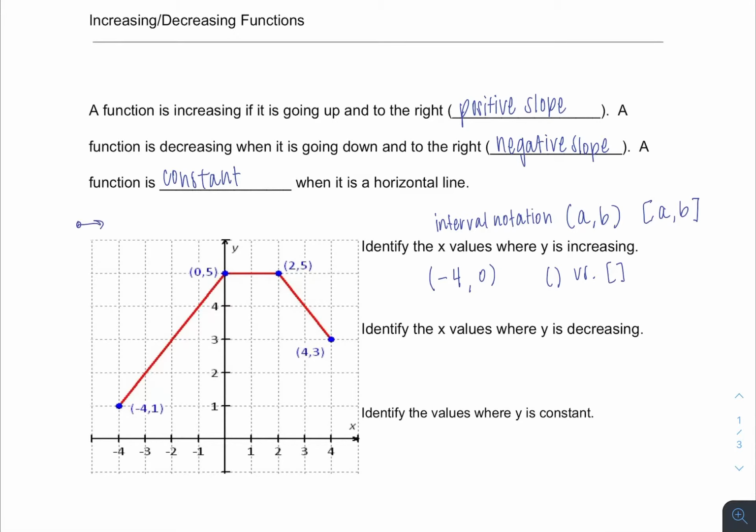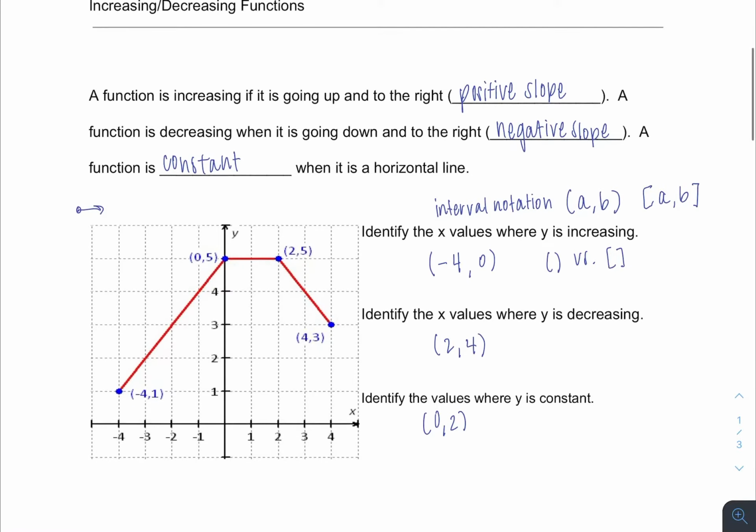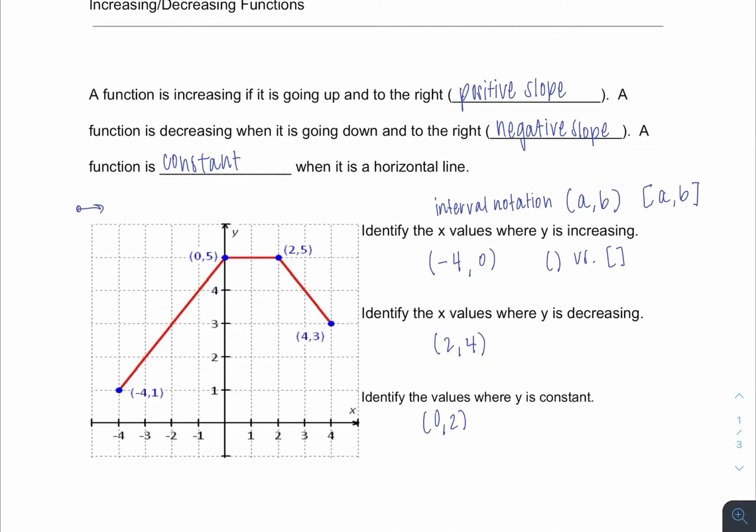All right, then for decreasing, it's the x values from 2 to 4, and then where it's constant is from 0 to 2. Now, it's confusing because we're paying attention to our y values, but really it's the x values that are written for interval notation.